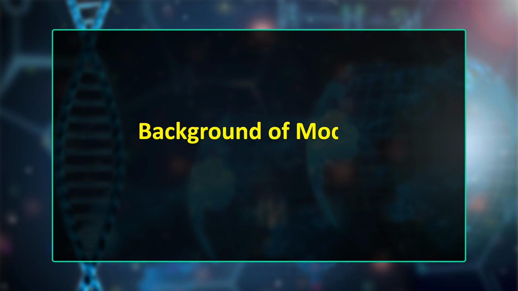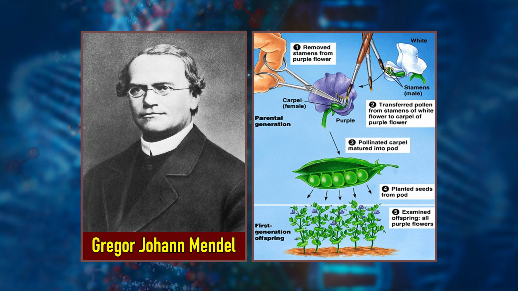Now let's discuss the background of modern genetics first. The modern genetics started with the work of the Austrian monk Gregor John Mendel. His work on pea plants, published in 1866, described what came to be known as Mendelian inheritance.